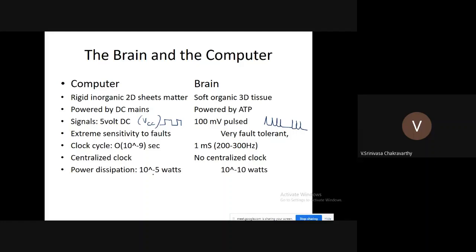Now power dissipation, 10 power minus 5 watts, this is at, I think, single transistor level. Whereas in the brain, it is 10 power minus 10 watts. These numbers are not quite accurate, a bit old. I need to look up more recent numbers. But anyway, it is known that at single unit level, the brain is very energy efficient, much more energy efficient than a basic circuit in a computer.